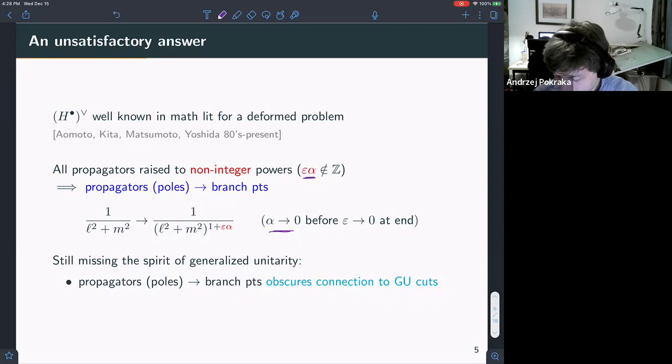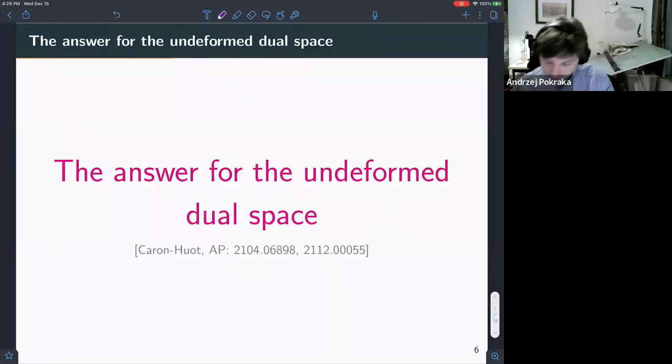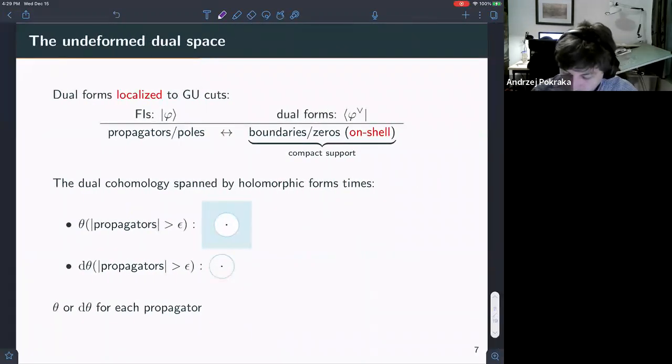it's missing the spirit of generalizing unitarity, in the sense that this deformation obscures the connection of the propagators to branch points, and obscures any connection to generalized unitarity cuts. Okay, so the whole point of this talk is to tell you what the undeformed dual space is. The undeformed dual space is given by some quite simple objects in some sense. They turn out to be, all the dual forms, localized to generalized unitarity cuts.